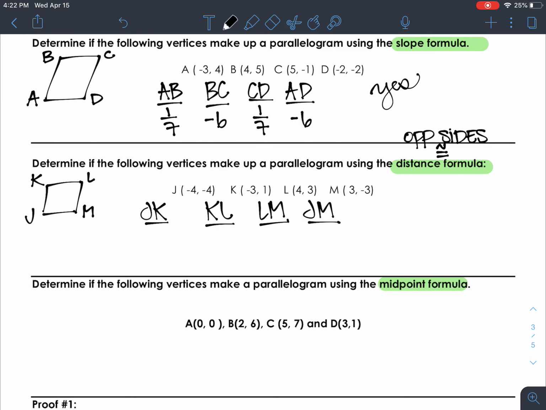So just like for the slope, I'm not going to sit here and work through those distance formulas. I'm going to tell you what I got. Make sure it matches with yours. You should definitely be doing it.